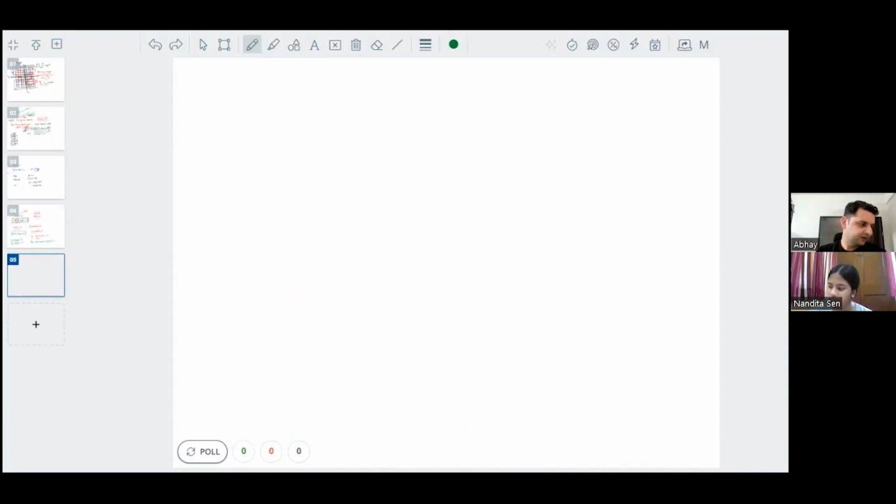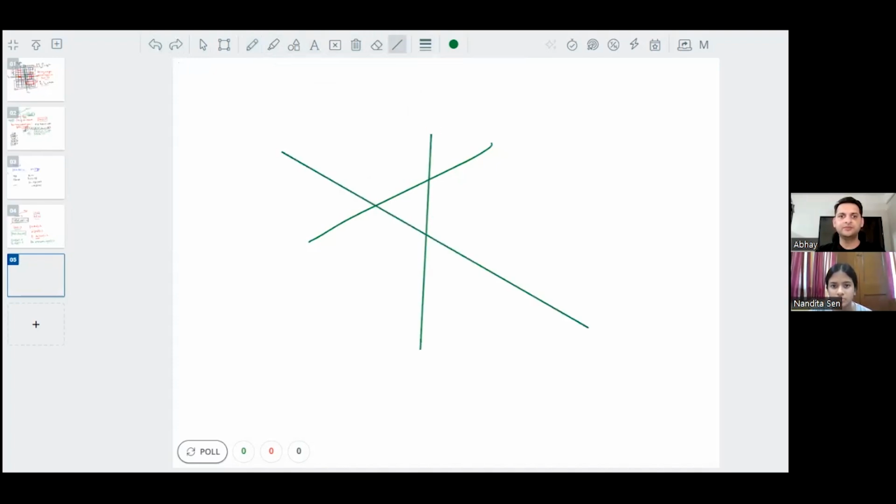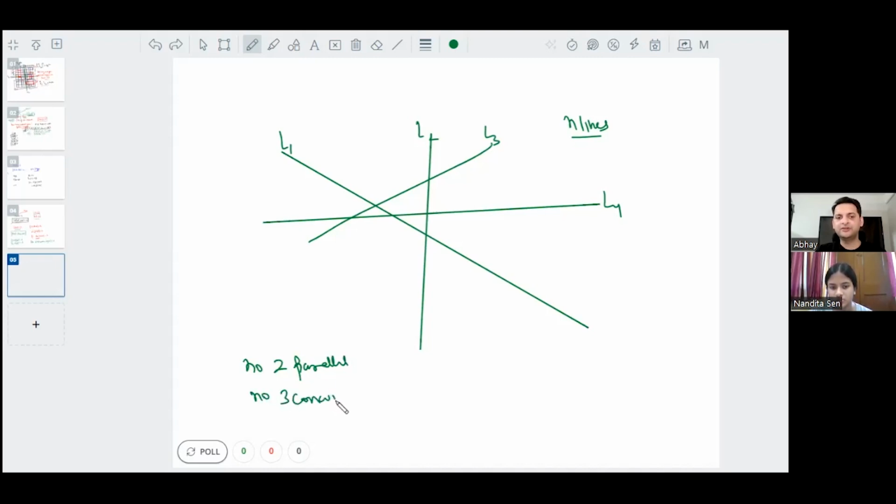Okay. Nalita, let's say there are n lines which are drawn, no two parallel, no three concurrent. Right. So let's say L1, L2, L3, L4, and let's say there are n lines. No two parallel, no three concurrent. How many regions would be there? So again, you define a region.